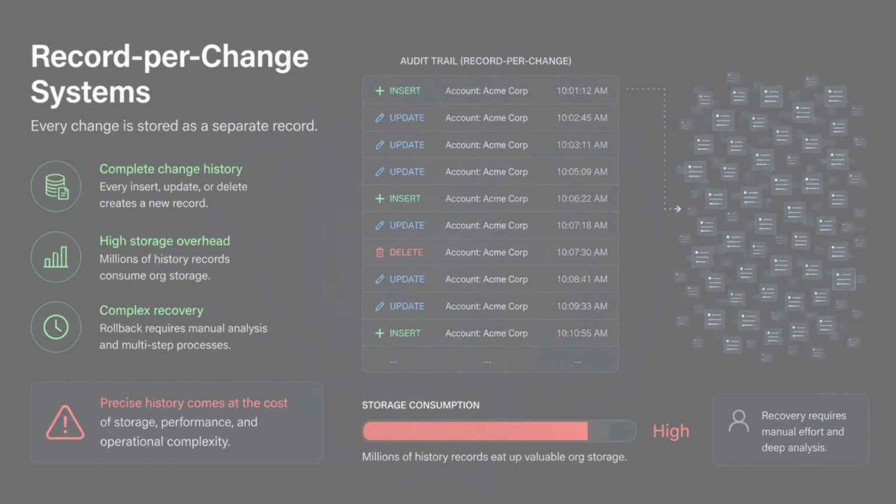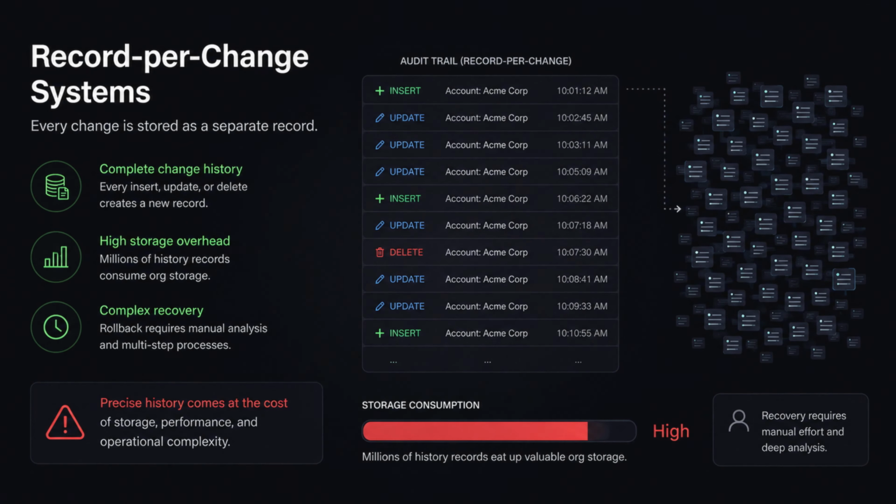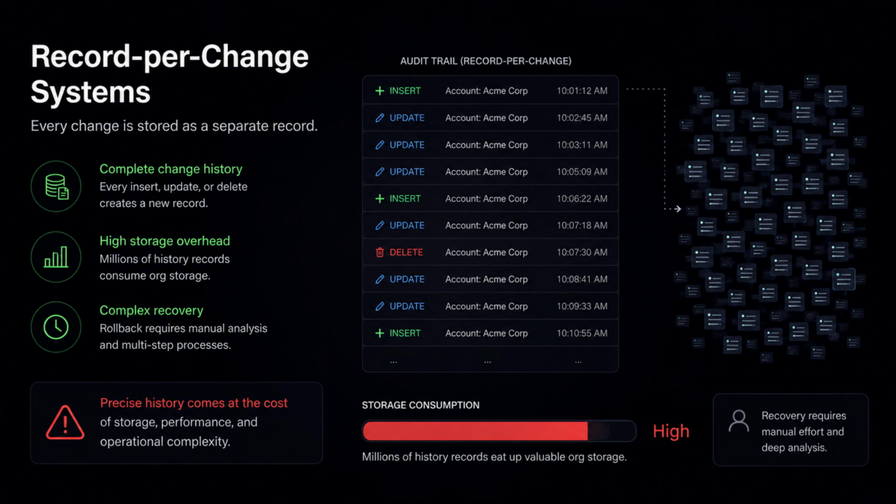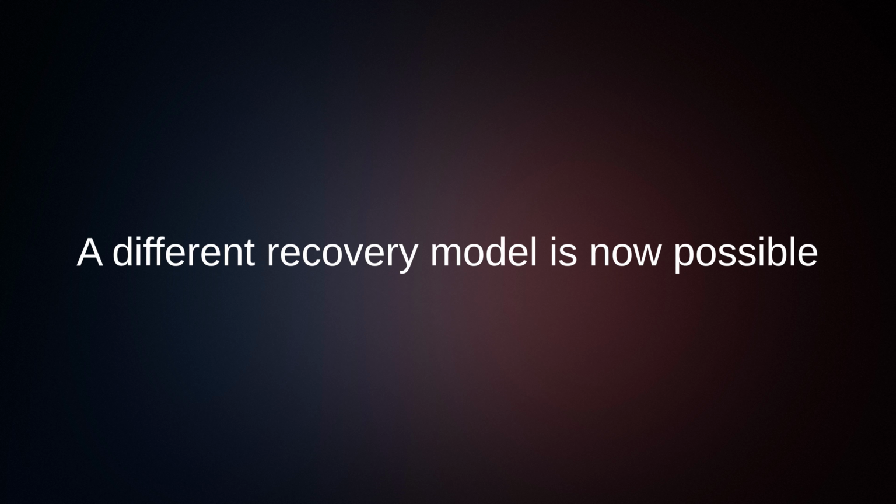The second approach was record per change recovery. Every modification is stored as a separate history record. This provides detailed change tracking, but can create significant storage overhead and complex manual recovery workflows. A different recovery model is now possible.